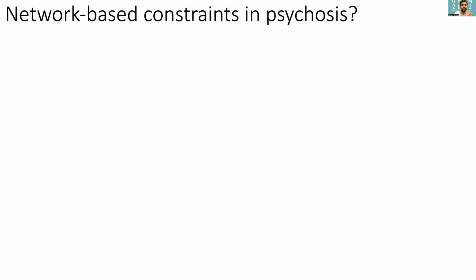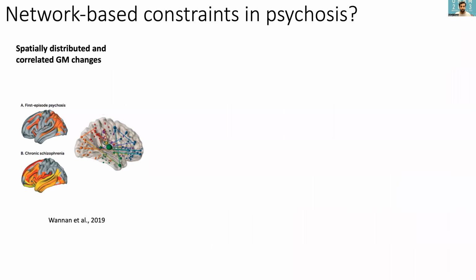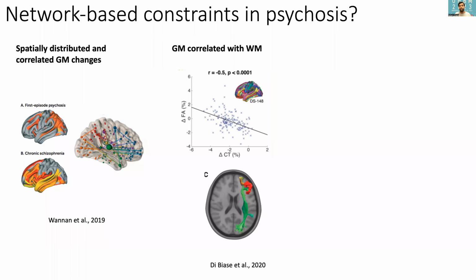There are a few reasons we are starting to think that these types of network constraints also apply to psychosis-related brain changes, and even hints of a spreading process. Atrophy, or volume loss rather, in psychotic illness is tightly correlated between spatially distributed regions, so structural covariance is high. It's also correlated with adjacent white matter and connecting tracts, and cortical thinning is correlated with changes in the connecting white matter.